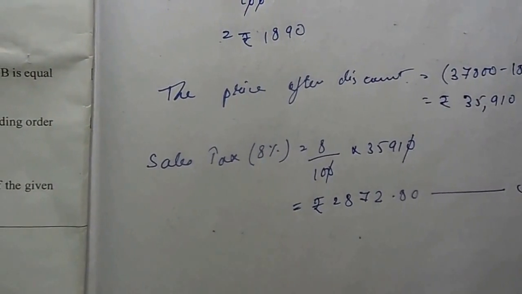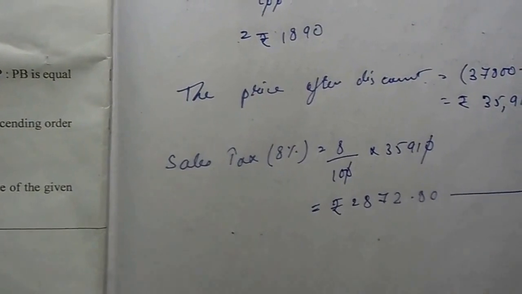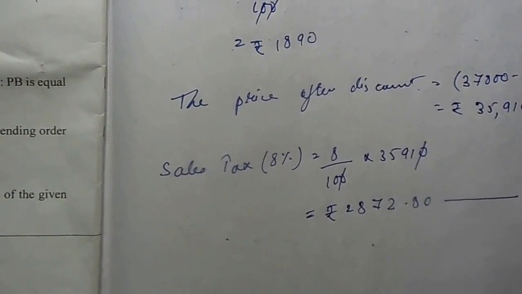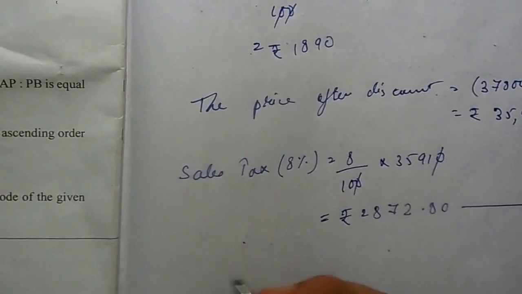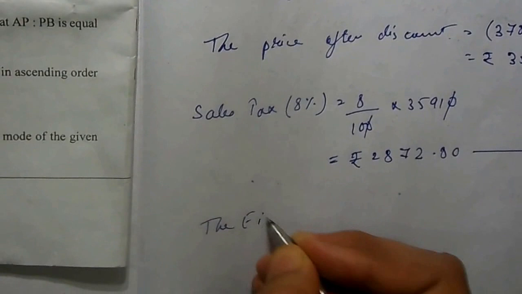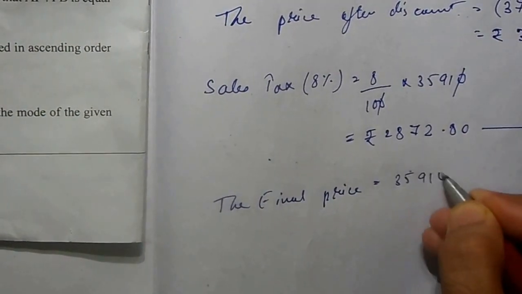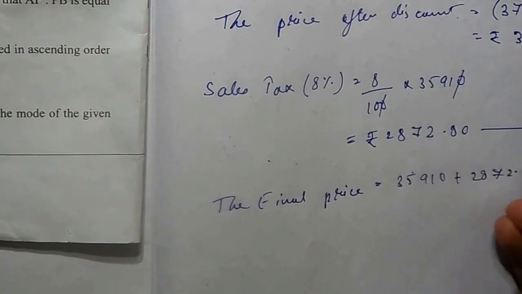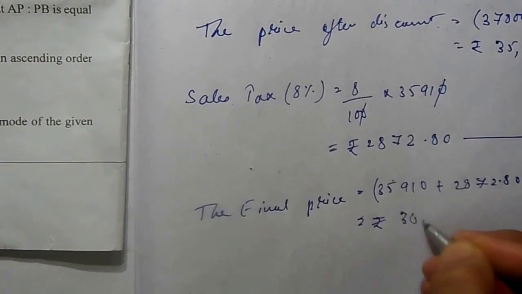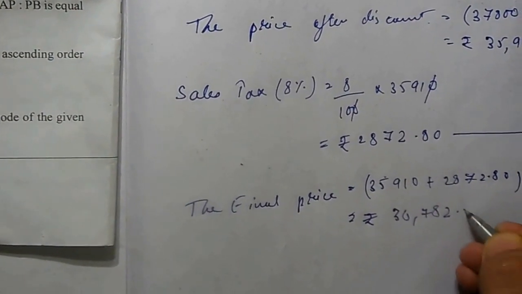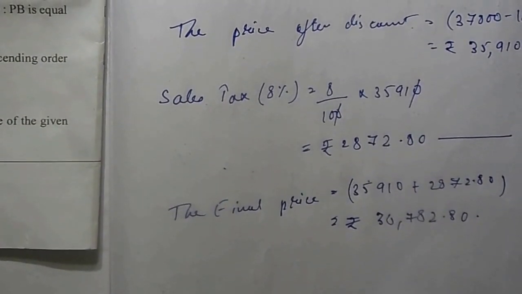So 1. And the second question asks for the total price to be paid by the customer. Now we deduct the discount and we add taxes on the price, so this will get added to the price after the discount has been given. So the final price equals 35910 plus 2872.80, and that is equal to 38,782 rupees and 80 paise. This is the final price to be paid by the customer.